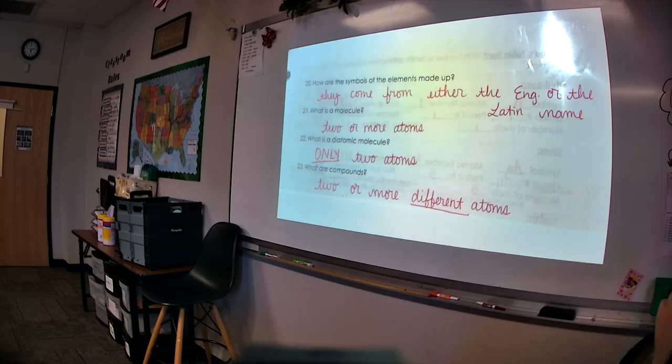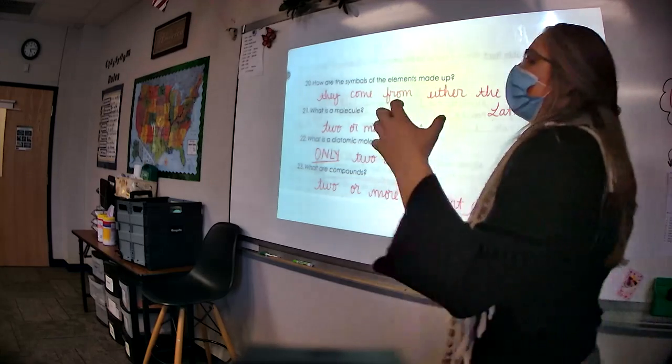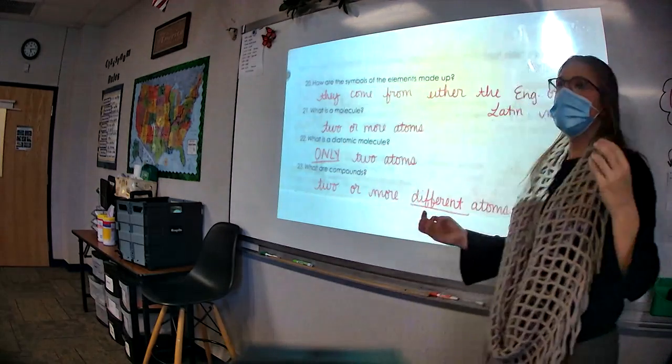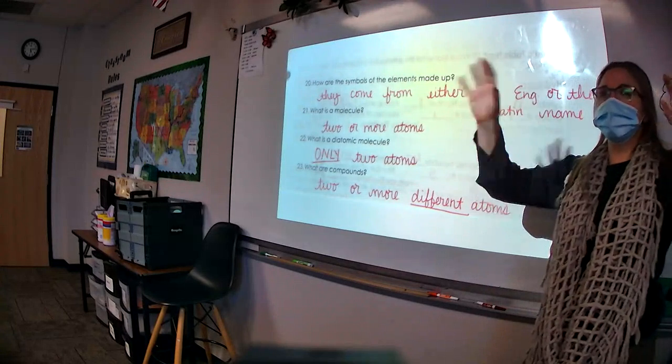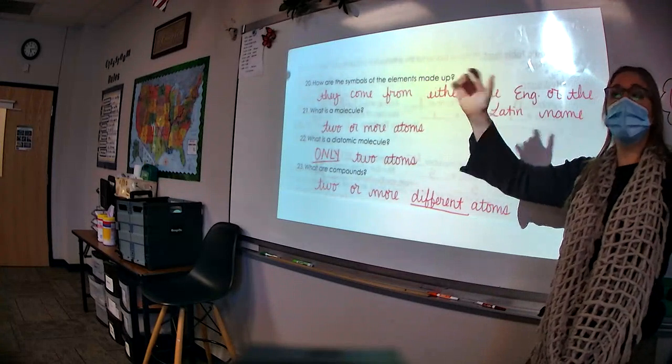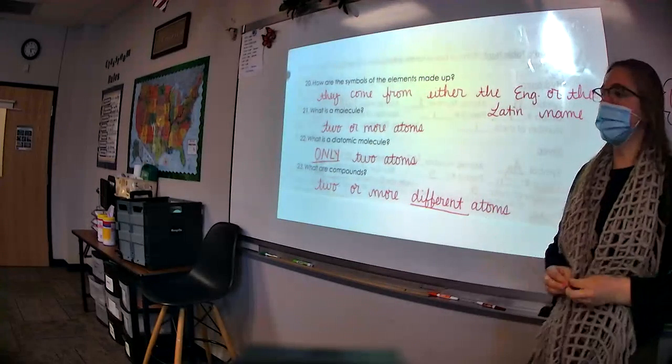Number 24 says give an example of how compounds have different properties than the elements that make them up. So I'm looking for something made of elements that are like two ingredients that are totally different by themselves, but come together to make something totally different.